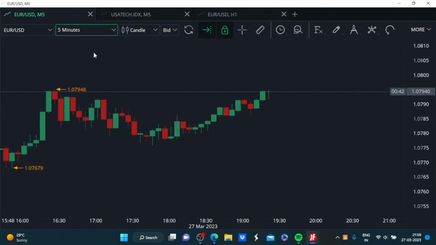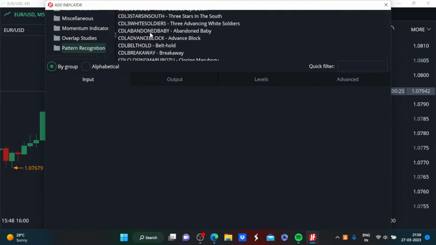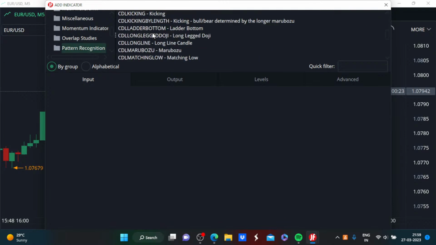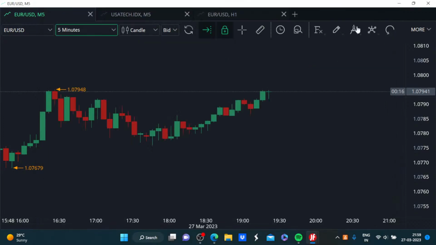All you have to do is enable it from this quick search, or if you want to know where it is listed, all you have to do is go to this add indicator option, and amongst the pattern recognition, you will find it. Just next to the spinning top, I think. Yes, after spinning top comes this stalled pattern.